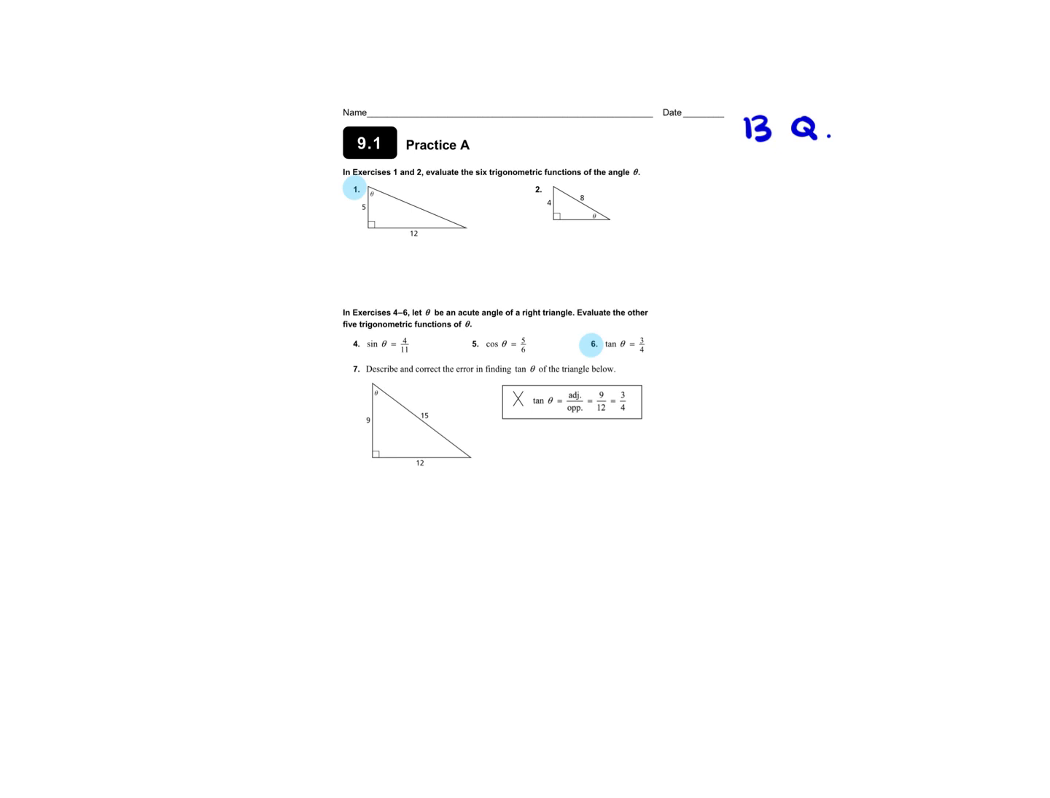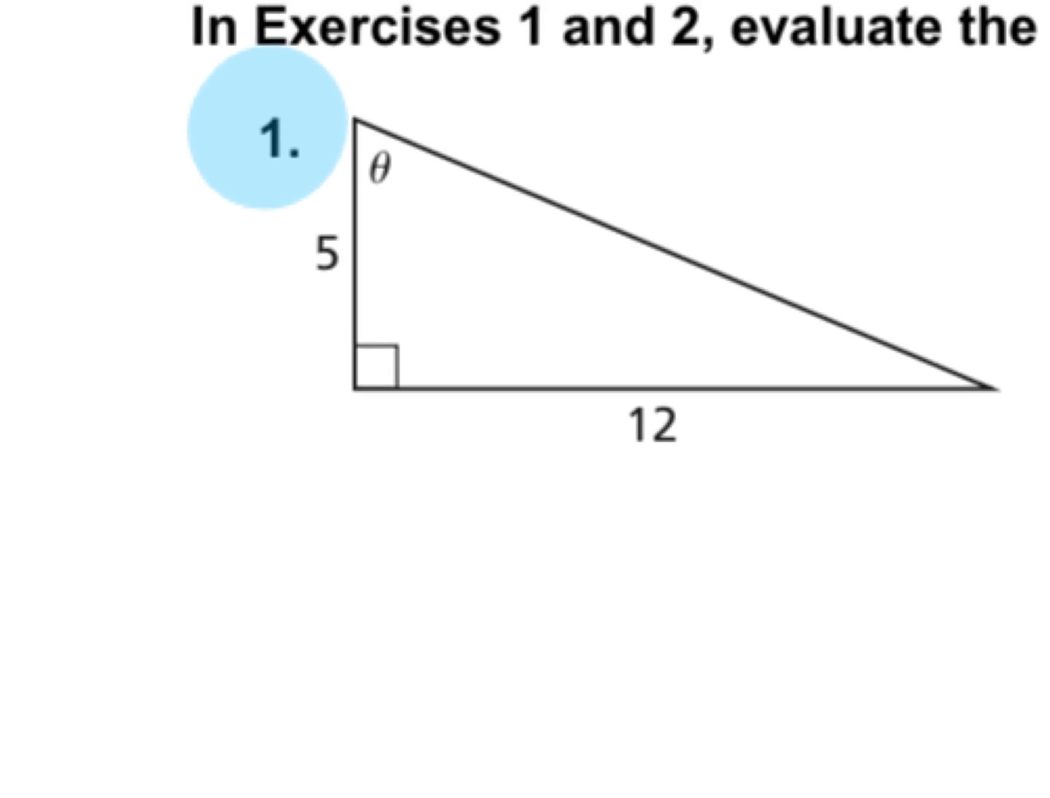Starting with 9.1, it says evaluate the 6 trig functions of the angle theta. So we first have to notice where theta is. It's up top here. So what would 12 be? Opposite, adjacent, or hypotenuse? Opposite. What about 5? Adjacent. How do we find the hypotenuse?